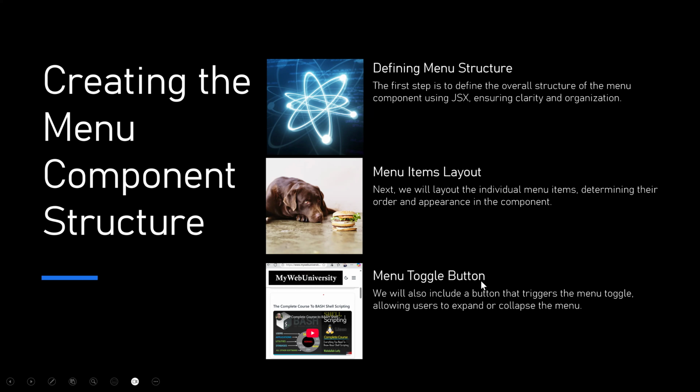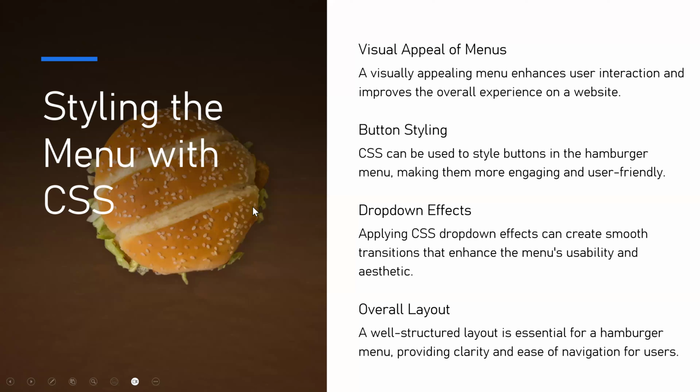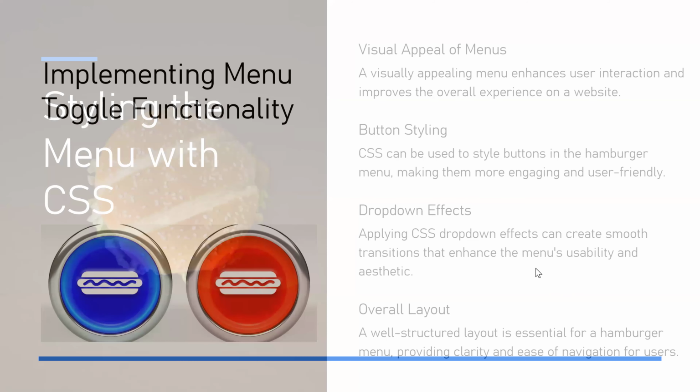Menu toggle button. The toggle button, like I was showing you, for dark mode versus white mode. You have those toggle buttons, and you can do that. And then the styling, obviously, you can do CSS with animation, some dropdowns, some buttons, some appealing menus. It's all your choice how you do the overall layout.